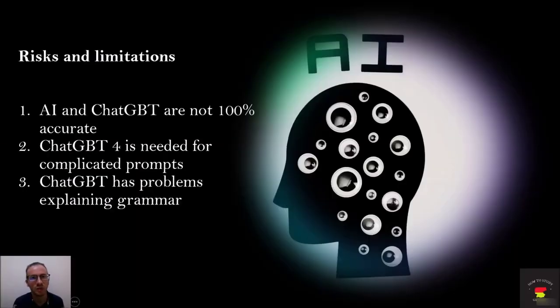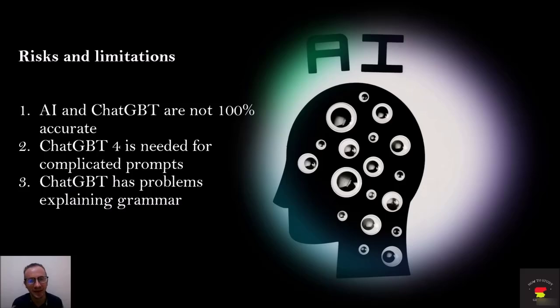Now I'm going to talk about the risks and limitations of ChatGPT and AI. One of the problems is that ChatGPT and AI are not 100% accurate. Always keep this in mind, and if you are not sure, then double check it.